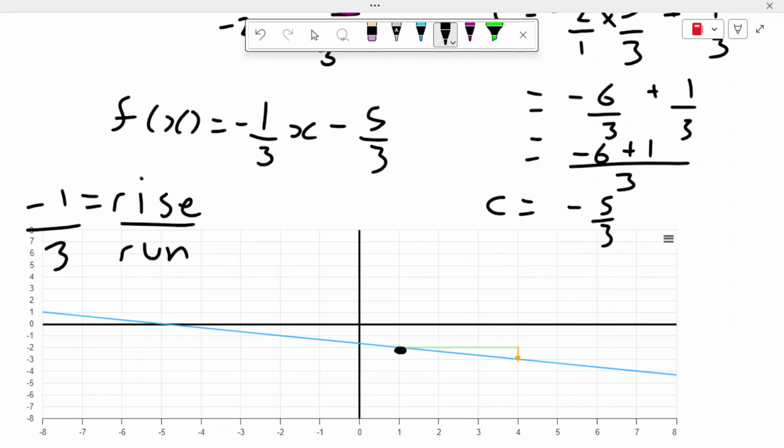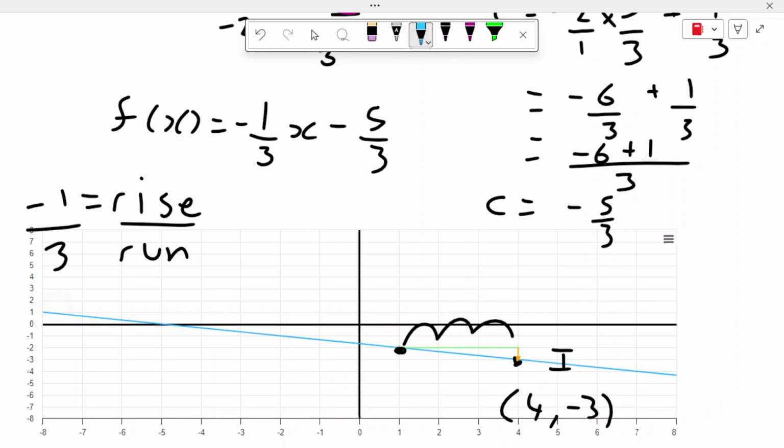So what it means is we have to run along 3. So let's choose 3 points over: 1, 2, 3. So we run along by 3, and we have to rise by minus 1. So we rise by minus 1 there, and that's our next point here. This point would be 4 and then minus 3. Okay, so now you get a ruler and you connect the dots.